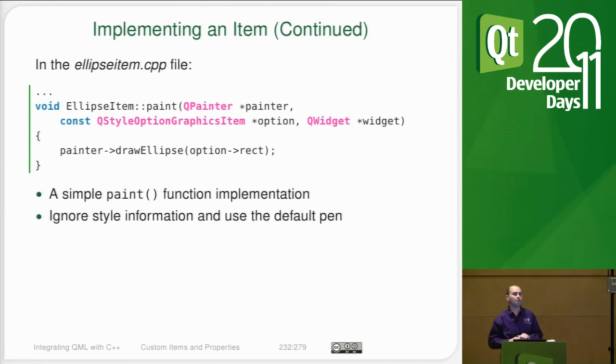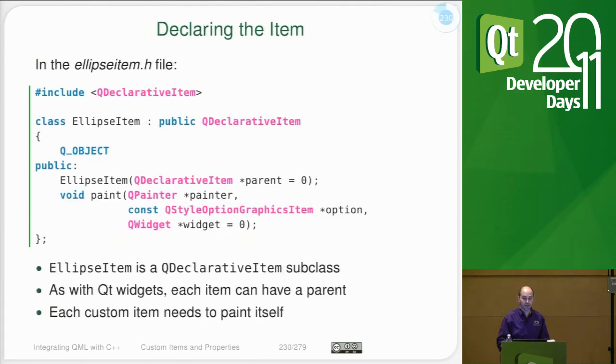Yeah. Well, you can imagine if you're a root item. Maybe somebody starts a QML file with ellipse, open bracket. You have no parent.